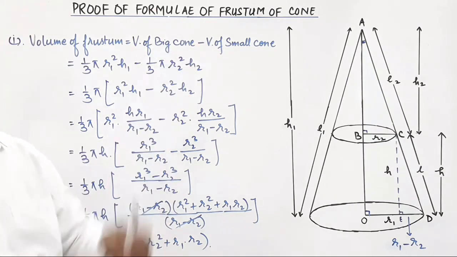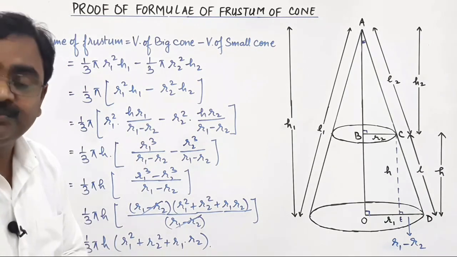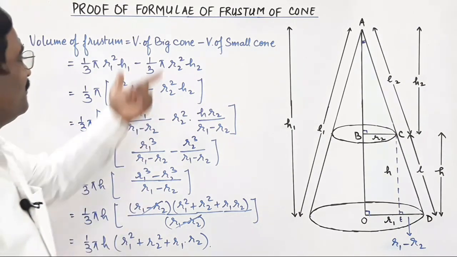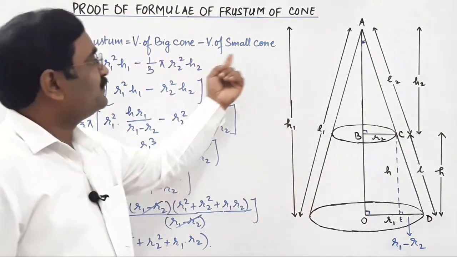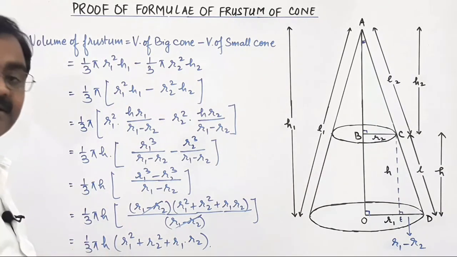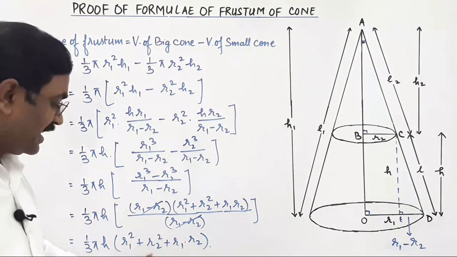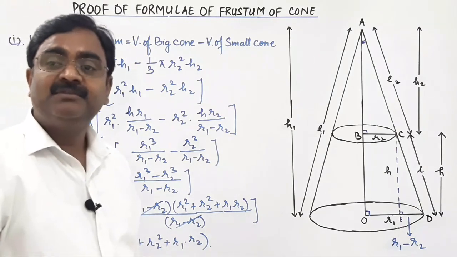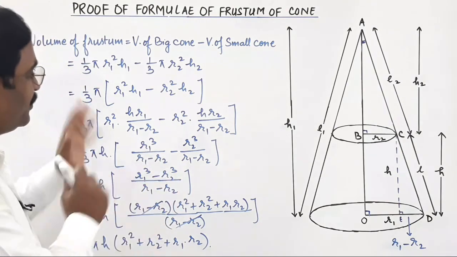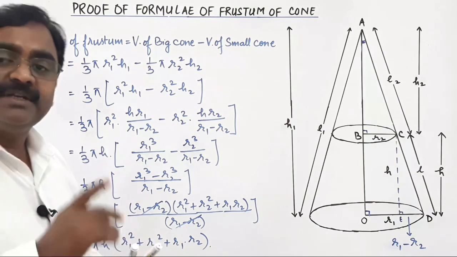that you have read. So here we got the proof of these results. The volume of frustum is equal to the volume of the big cone minus the volume of the small cone. After simplifying, we got our answer, which is 1/3 pi into H, R1 square plus R2 square plus R1 into R2. Right, friends?